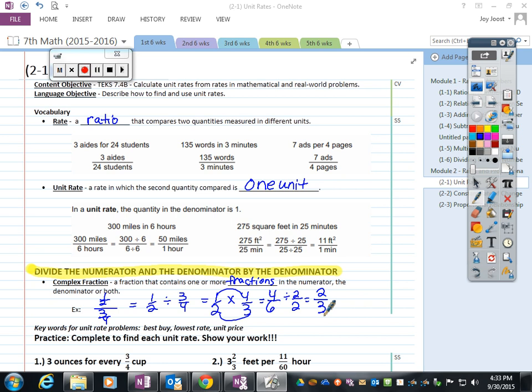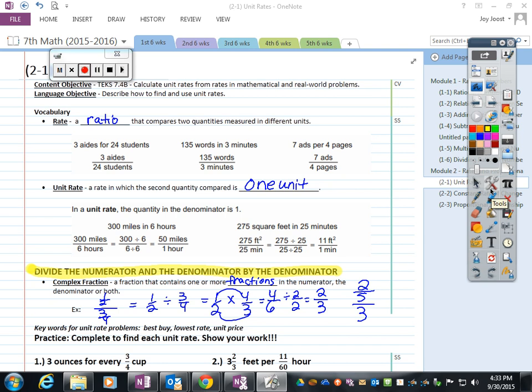So a complex fraction is a fraction that contains one or more fractions in the numerator, the denominator, or both. So we could see something like this where we'd have 2/5 over 3. That's an example of a complex fraction, but we only have a fraction in the numerator. Again, a complex fraction is a fraction that contains one or more fractions in the numerator, the denominator, or both.